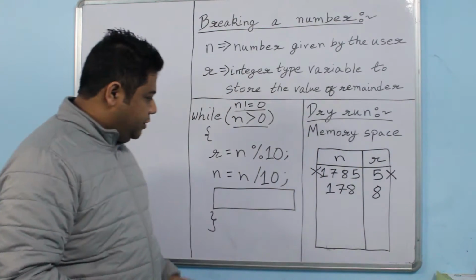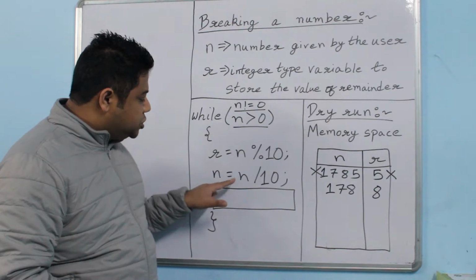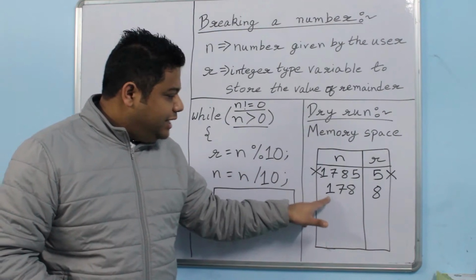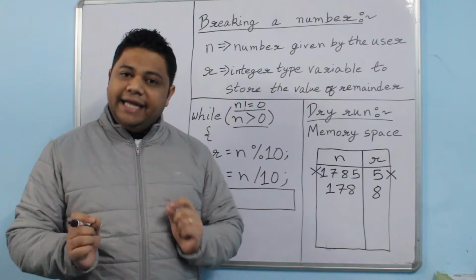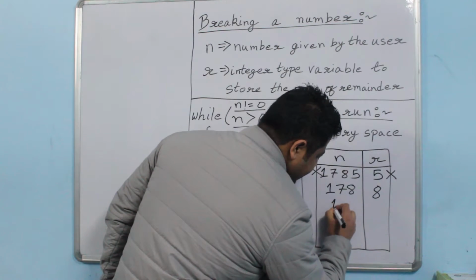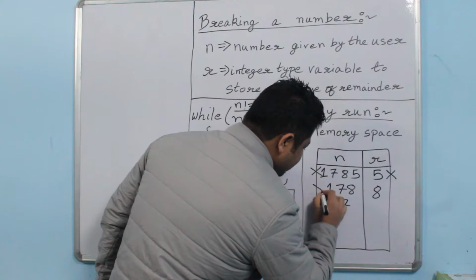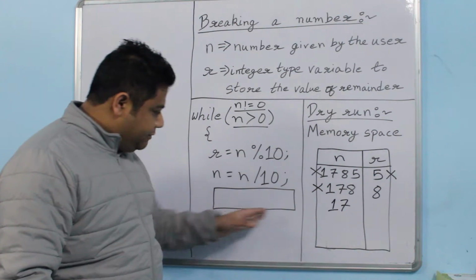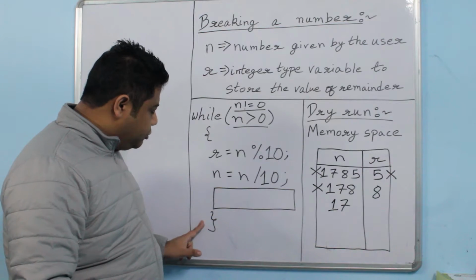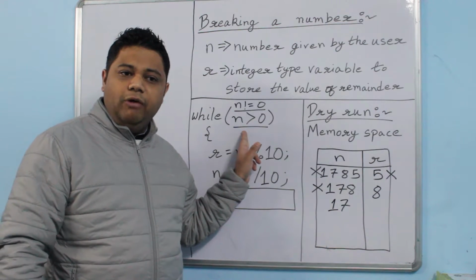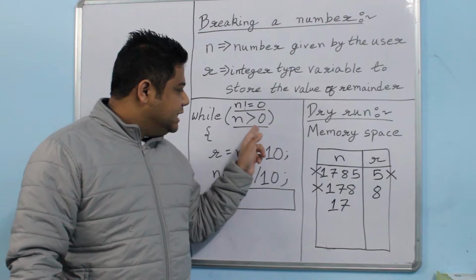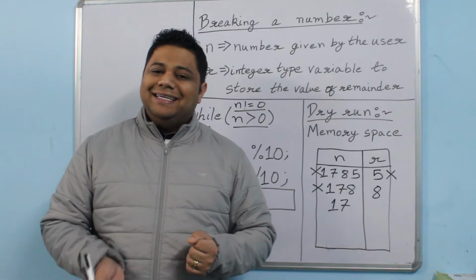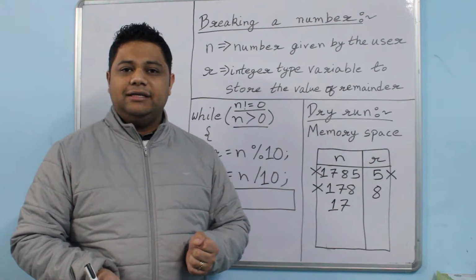Now let's see what we are getting next. n equals n divided by 10. So 178 divided by 10 is going to be 17. So 178 is no more the value of n. The new value is 17. Again we are doing some work over here depending on the program. We are going up again to the while loop. Again n is greater than 0. The condition is true because 17 is greater than 0.